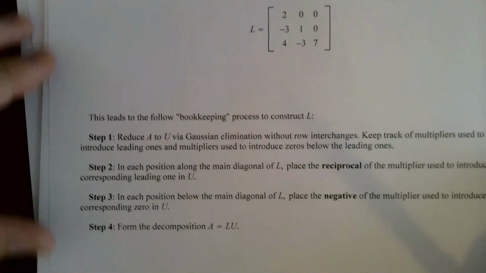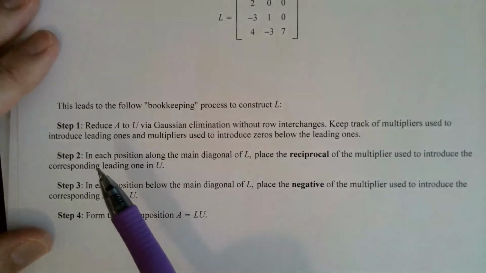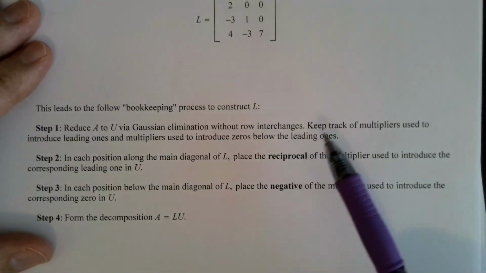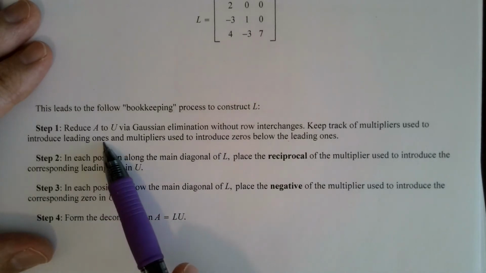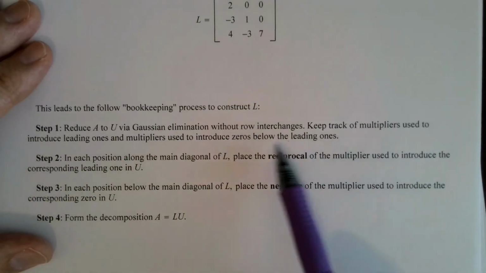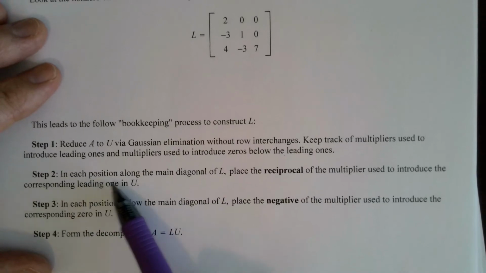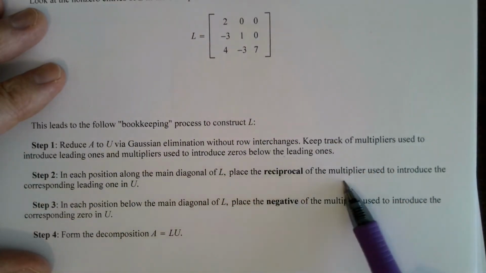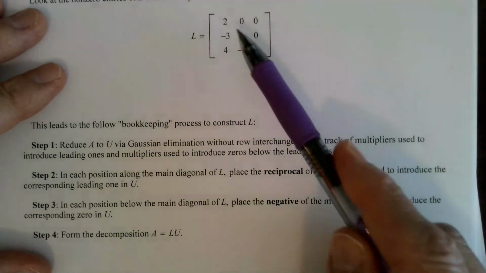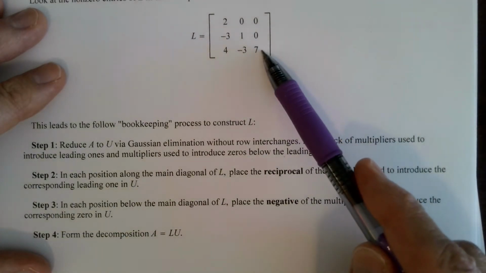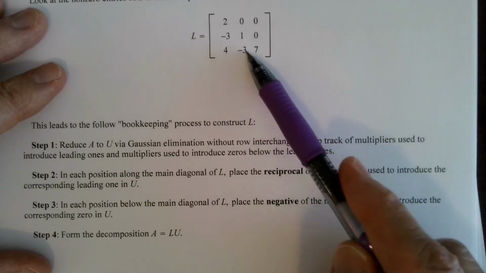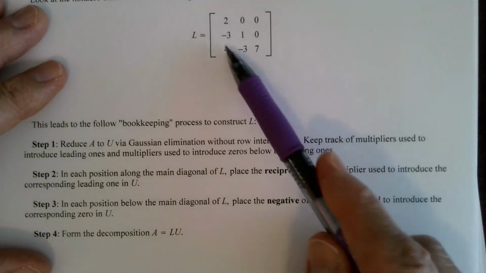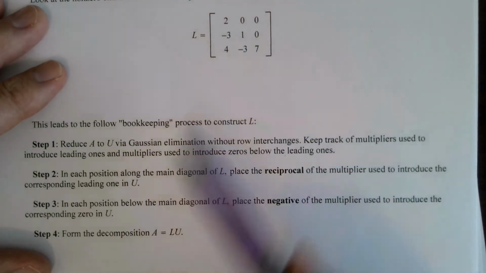And so that's the bookkeeping process. We reduce A to U by Gaussian elimination, like we were doing, without row interchanges, and we keep track of those multipliers used to introduce the leading 1s and the multipliers used to introduce the zeros below the leading 1s. So in each position along the main diagonal of L, you just place the reciprocal of the multiplier used to introduce the corresponding leading 1, right? Those are just the reciprocals here. Below the main diagonal, we're going to place the negative of the multiplier that was used to introduce the corresponding 0. And that's what we do.